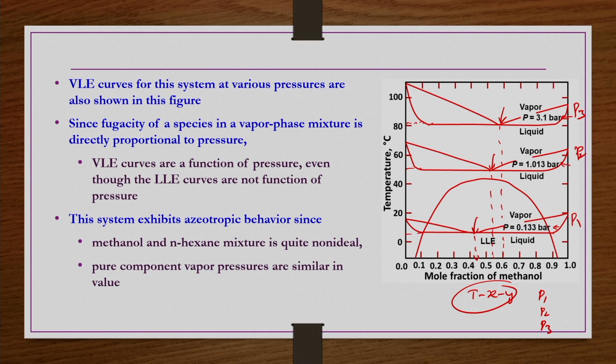One case it is around 5 degrees centigrade, another case it is around 50 degrees centigrade, another case it is around 80 degrees centigrade, as you increase the pressure from P1 to P2, P2 to P3. And the composition of the azeotropic mixture is increasing: for the P1 case it is approximately 0.4, for the P2 case approximately 0.54, and for the P3 case approximately 0.6.